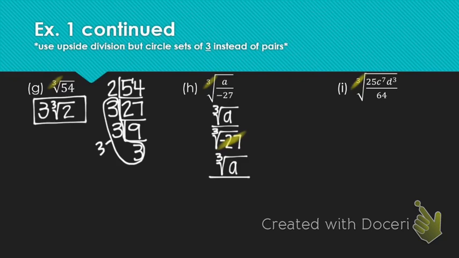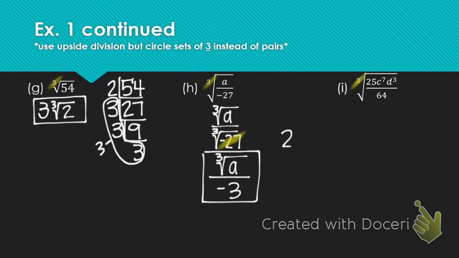Now here we are. We've got a 27. Is there anybody who knows if 27 is a perfect cube? Yeah. What number times itself 3 times gives me 27? 3. Okay, but that's not just a 3 that I'm pulling out. That's a negative 3. Now, you're like, Miss Johnson, you lost me.